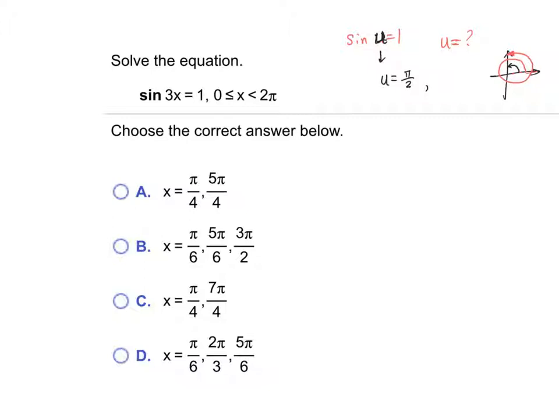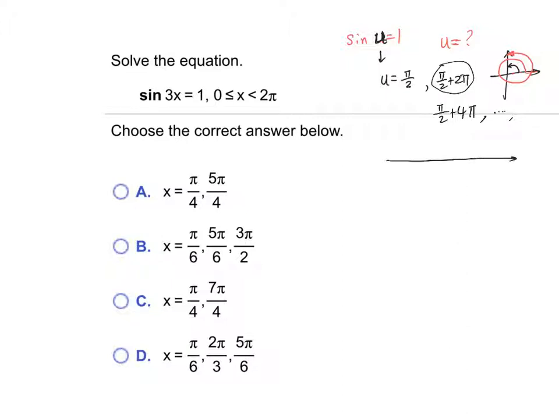So in other words, pi over 2 plus 2 pi should have the same sine, which is also 1. Similarly, if you add another 2 pi, which is a complete revolution, pi over 2 plus 4 pi will be the same, right? So sine of these angles, and you can continue. There are infinitely many angles whose sine is equal to 1.